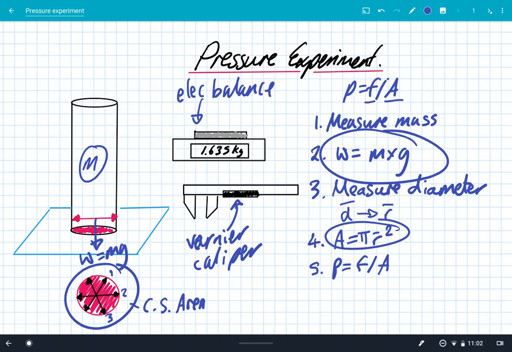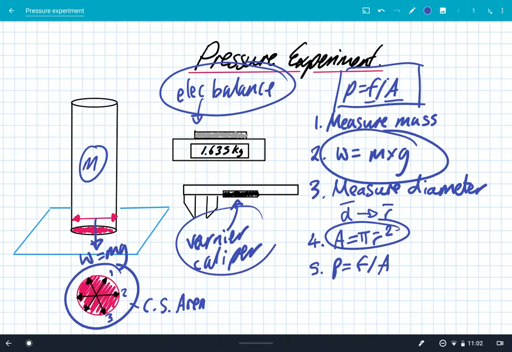It's really important to remember that you must start off with the equation: pressure is force over area. You must say what equipment you would use, and then you must say how you'd use that equipment to take accurate measurements. That's it.